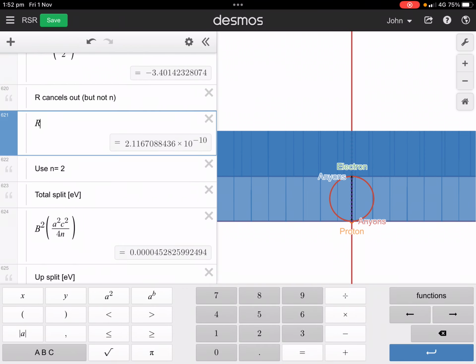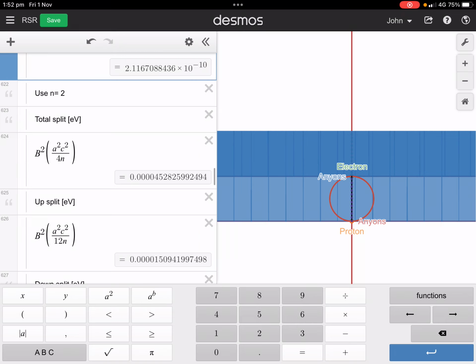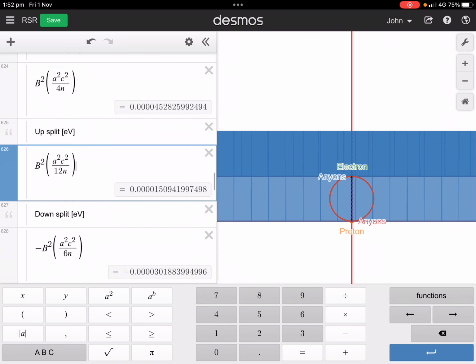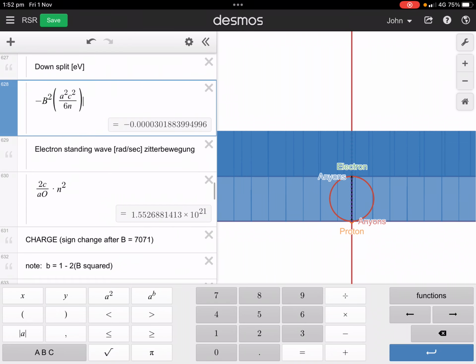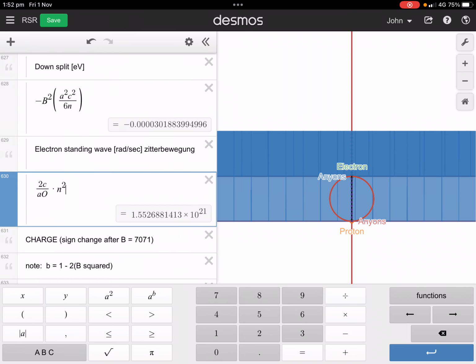That's the radius of the second level. That's why I've chosen second level, because you can see the total split is correct there, and you've got an up split and you've got a down split, and that's all correct. Also put in the electron standing wave based on the Zitterbewegung, which I think Schrödinger calculated from Dirac's equation.